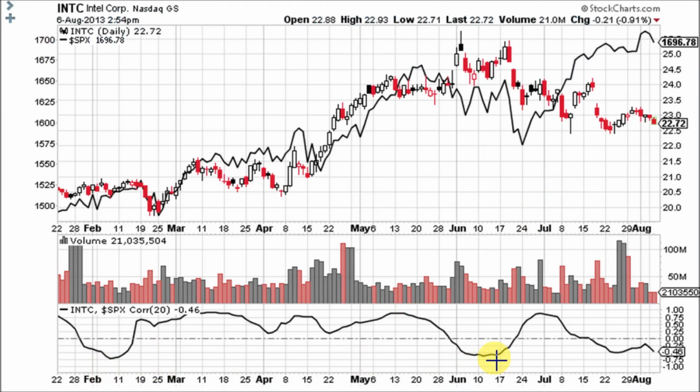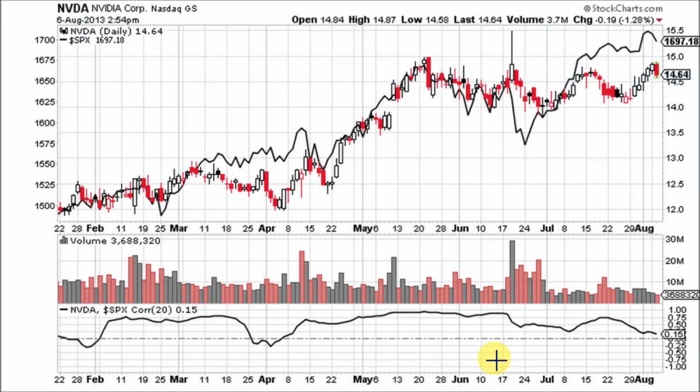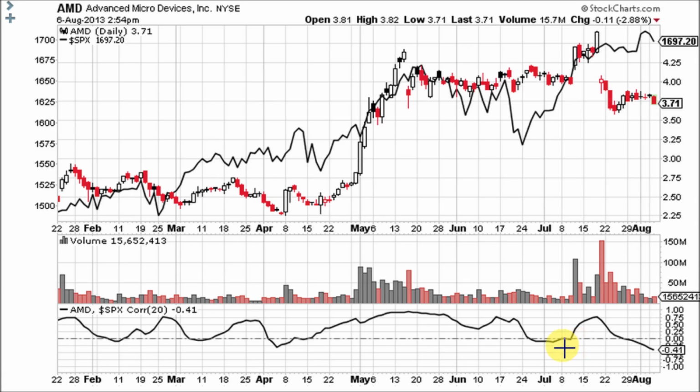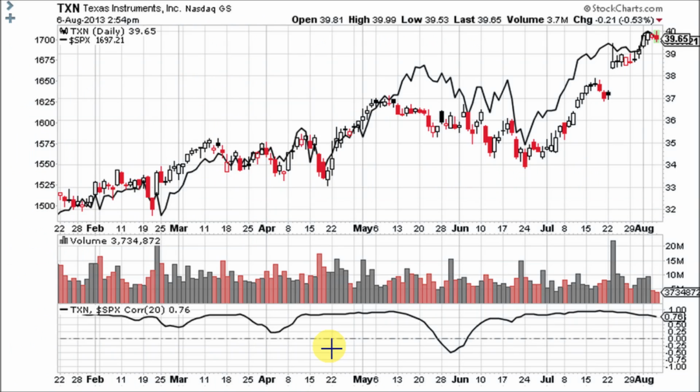Next up, let's go with Nvidia. They make chips. A very strong correlation. That one looks pretty good. Let's go with their competition, AMD. Not as good. Okay, how about Texas Instruments, TXN? For the most part, yes, except for one period of not too bad, and they were moving kind of the same general direction. So this one's pretty good.